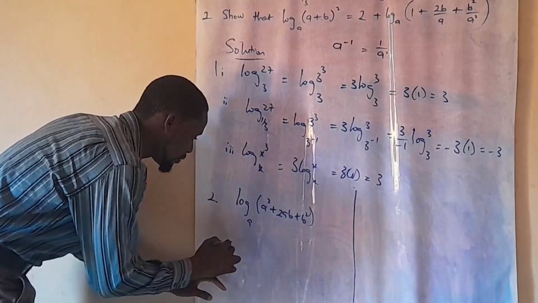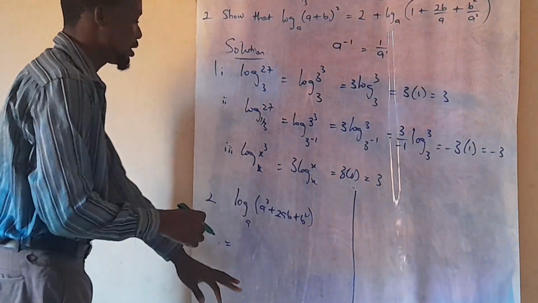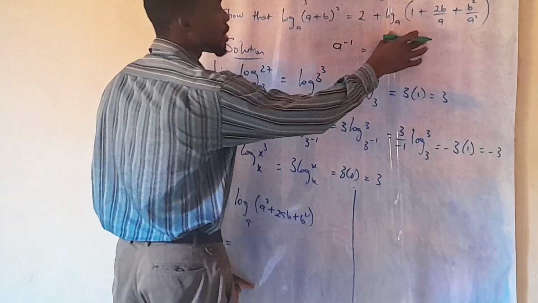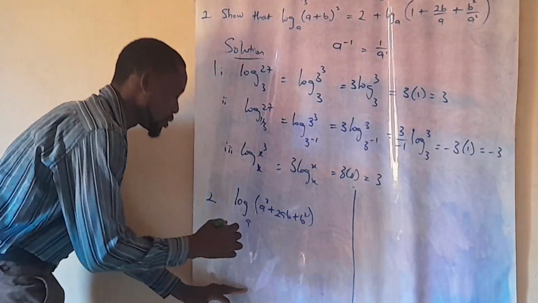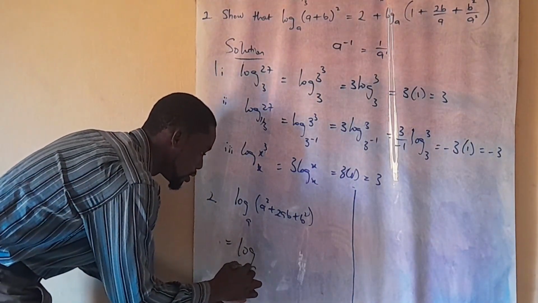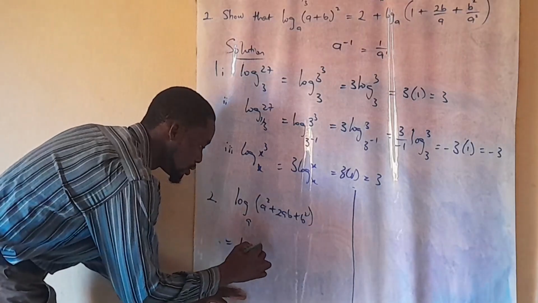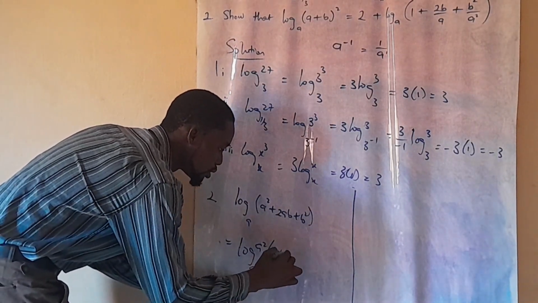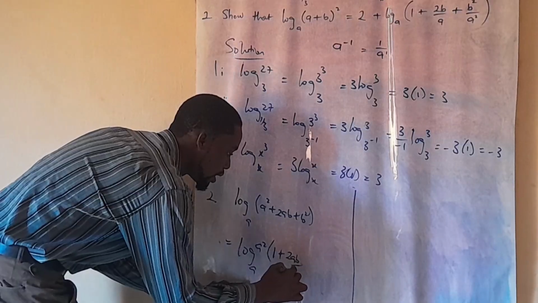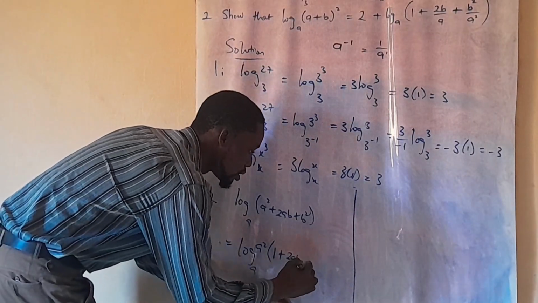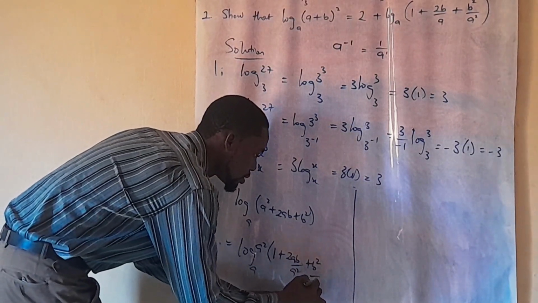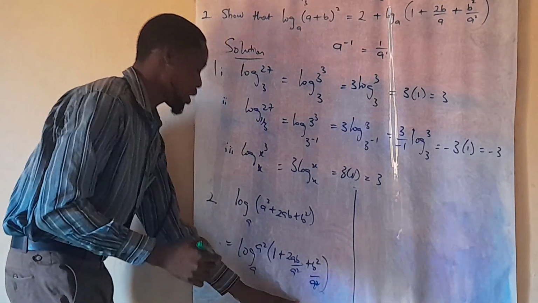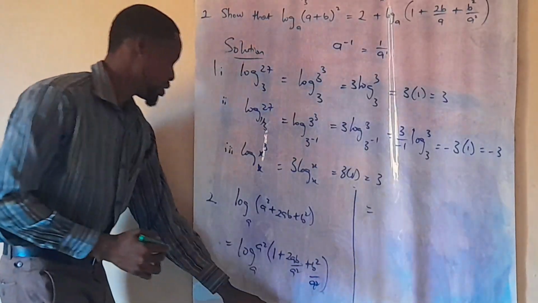Then, simplifying further, since I'm working towards this answer, what I can best do here is to pull out a squared. If I factorize a squared, what remains is 1 plus 2ab over a squared, then plus b squared over a squared. Now, leaving my answer to be what?